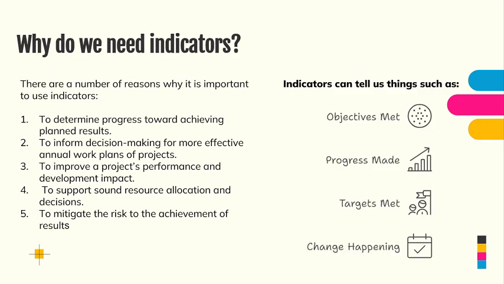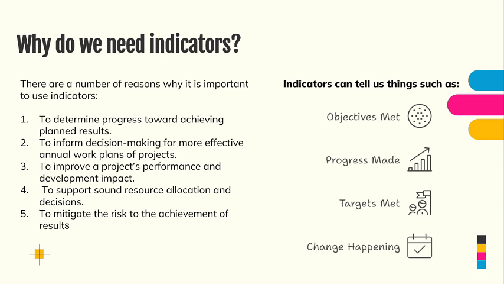So why do we need indicators? Number one, to determine progress towards achieving planned results. Number two, to inform decision making for effective annual work plans of the program. To improve project performance and development impact. When you have indicators, you'll be able to know whether this program is making impact or not. To support sound resource allocation and decision.